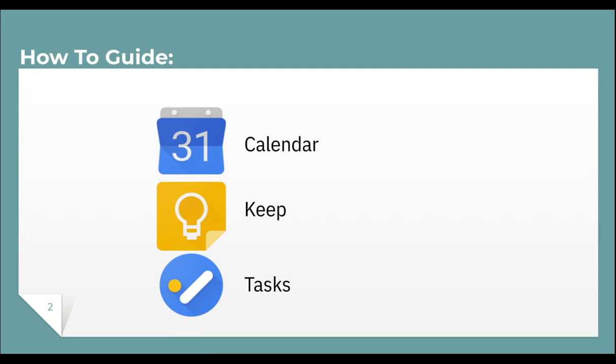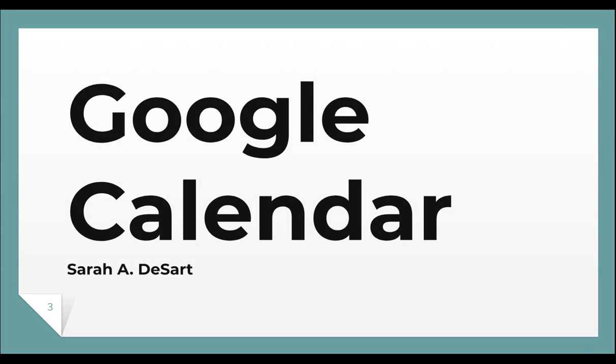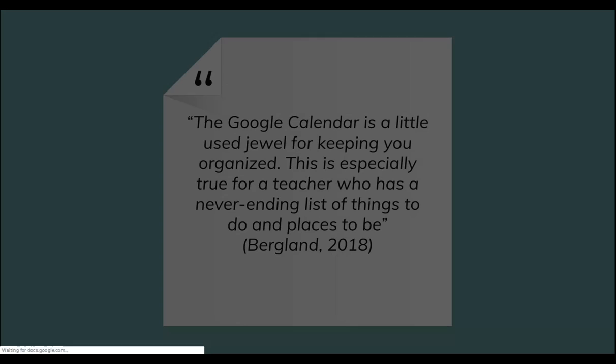In this series, we're looking at 3 Google apps: Calendar, Keep, and Tasks. These are those 3 little apps that you'll see along the right side of your screen when you're in Gmail or Google Docs or a lot of the Google Suite apps. In this episode, we're going to look at Google Calendar.